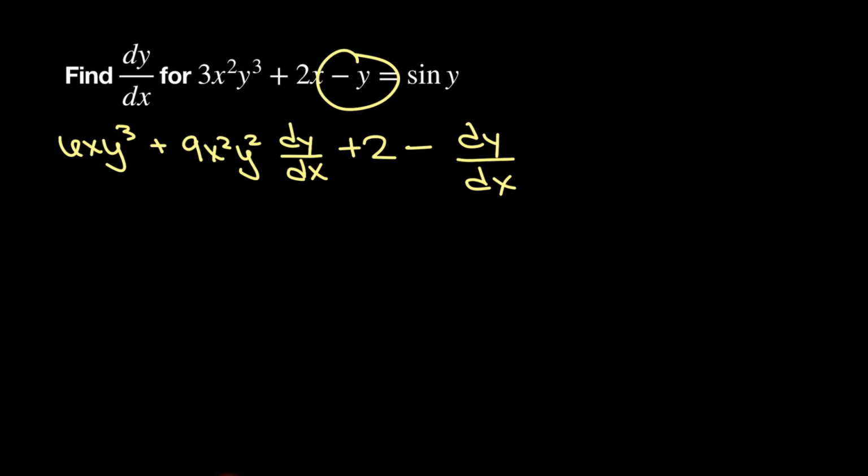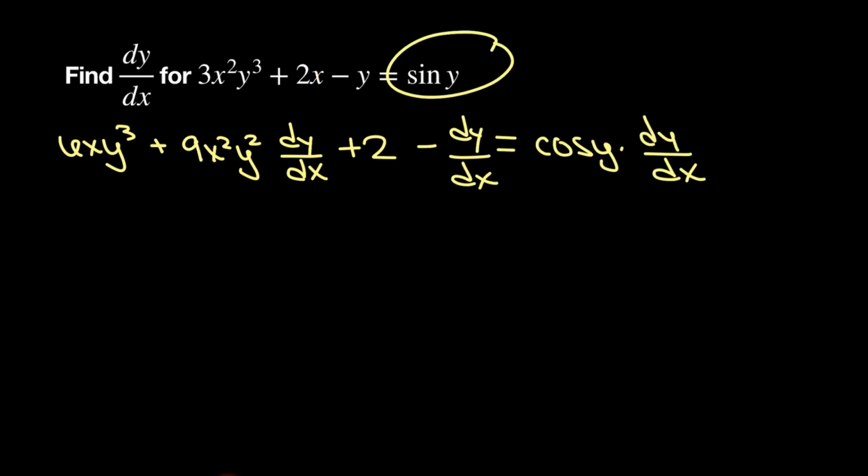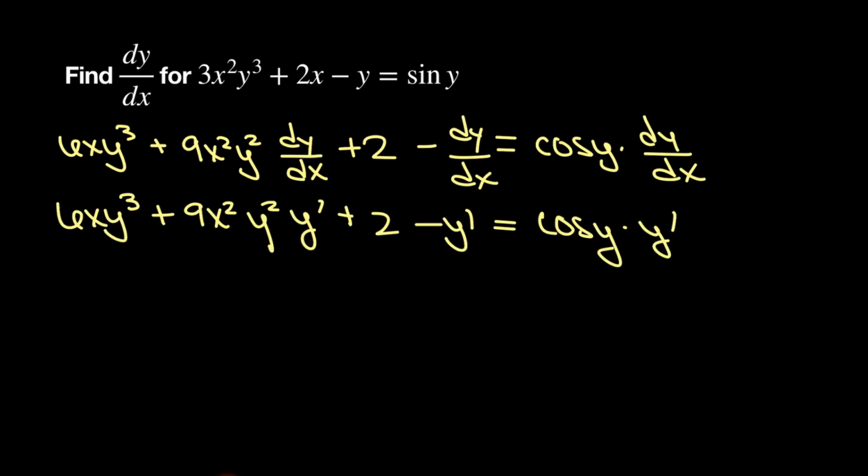And then I've got my equal sign, and sine of y has a derivative that's cosine of y, but y is a function of x, so I have to multiply by dy/dx. So I have taken my derivative implicitly one term at a time, using my chain rule and my product rule. Now I've got to solve this for dy/dx.